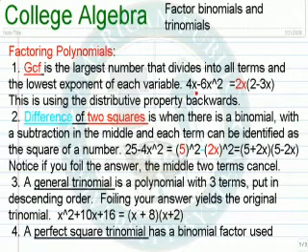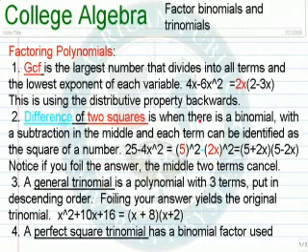For example, 4x minus 6x squared, both terms you can take a 2 out, and we have an x to the first and an x squared. 2x times 2 gives us 4x, 2x times negative 3x gives us negative 6x squared. This is using the distributive property backwards.